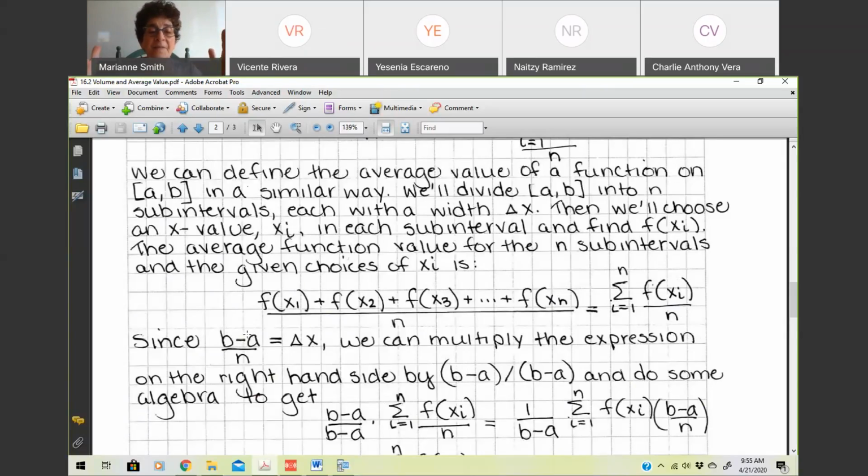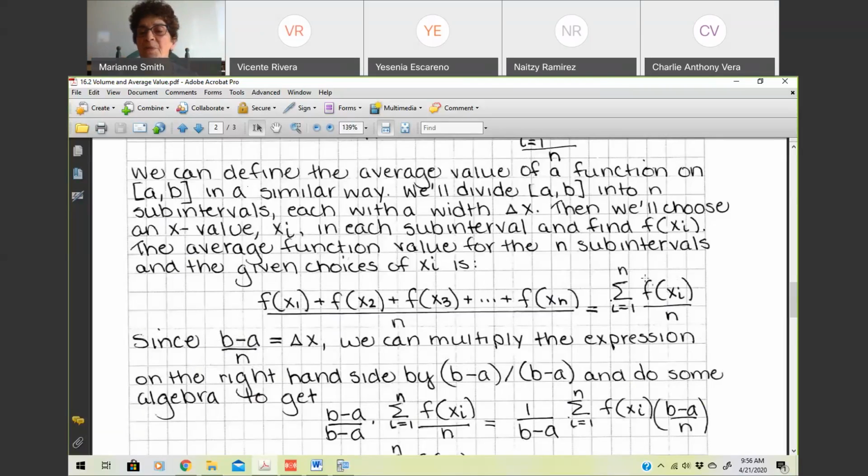Well, let's say I want to have 3 subintervals, right? And let's say b is 4 and a is 1. So b minus a, that's 3, divided by 3 means delta x is 1 wide. So basically it's the same idea here.